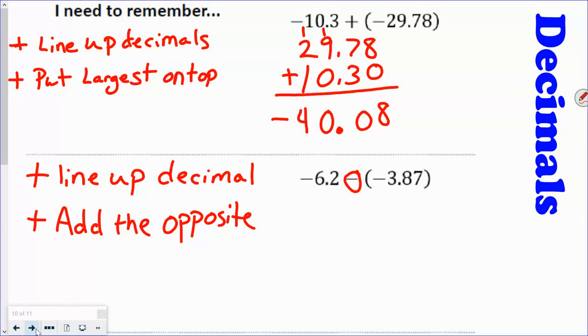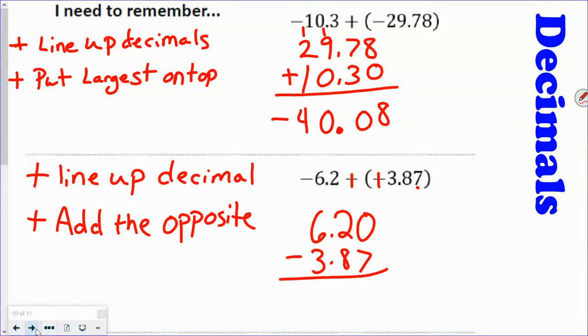So I go through and look: the first one stays as it is, and that one's going to be my larger value. So I'm going to keep it as my 6, and because this one has 2 place values, I'm going to add a 0. Then I'm going to change this one to addition, and the opposite of a negative is a positive. So now I have a negative plus a positive. Because these are different signs, you're actually going to subtract to find the total distance. So then we put our 387 underneath.